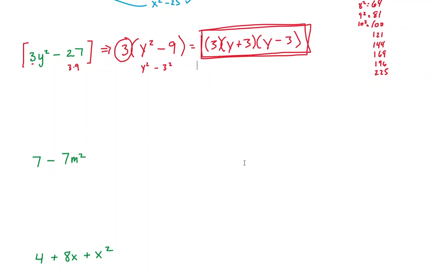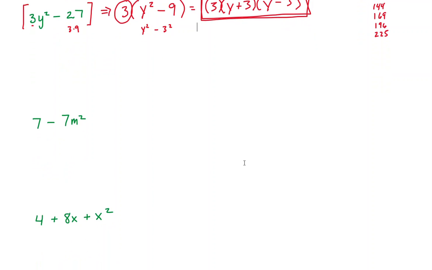Let's do it once more. 7 minus 7m squared. So hopefully after that last one, you can see that the first step is to factor out a 7. We take out the 7, we're left with, well, what times 7 equals 7? And the answer is 1. Minus 7m squared, multiplied by 7, you must multiply the m squared by 7.